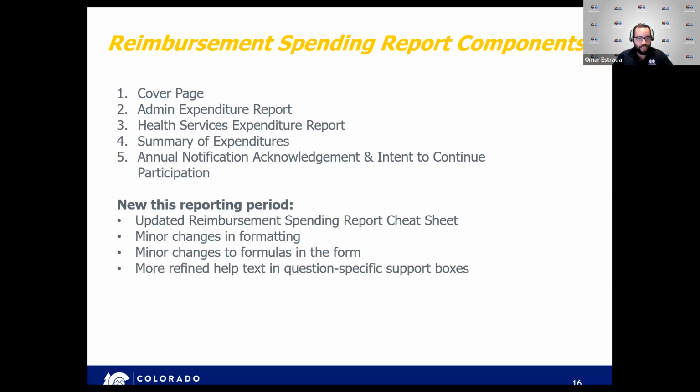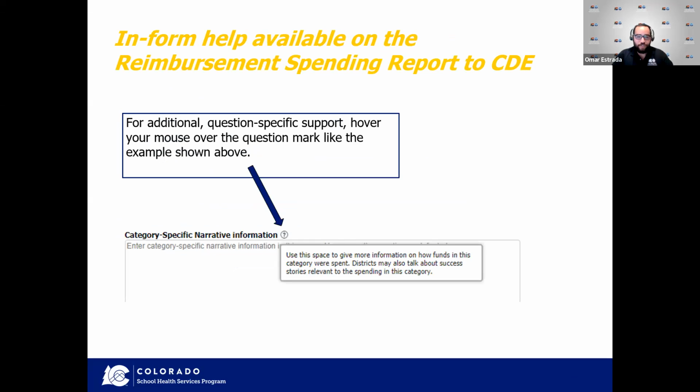And we have some minor changes in formatting, formulas in the form, things that you really won't see or that are not too obvious. But what you might see is the more refined help text in question-specific support boxes. And if we go to the next slide, I can show you a little bit of what that looks like. So each question is going to have a question mark that's encircled. And if you hover your mouse over it, it's going to pop up that context-specific box. And that's going to provide some text information as to maybe how or what sort of expenditures might go in that section, or maybe what items we might be looking for that could be helpful for us or that could be necessary to complete the report as accurately as possible. So keep an eye out for that. We're going to make sure to make those more helpful as time goes on.